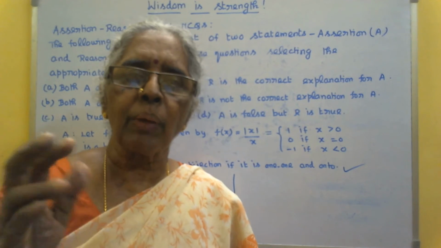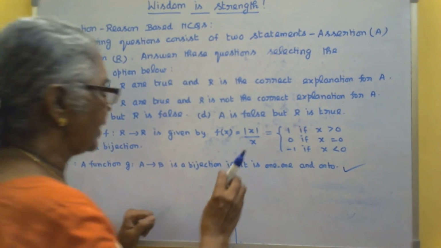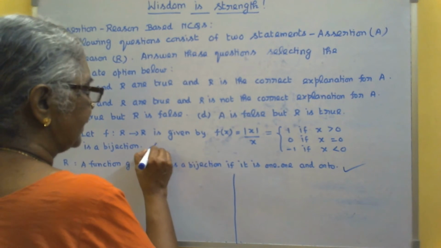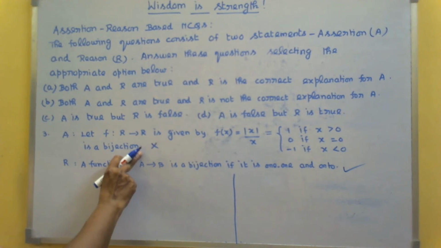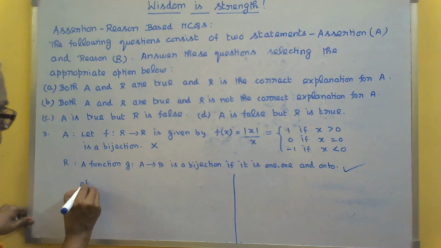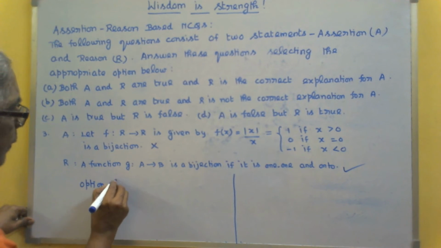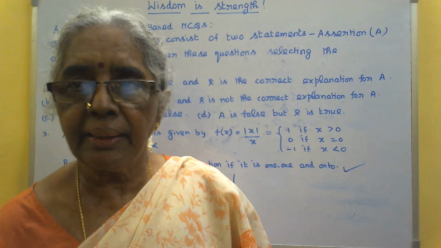When it is not one-one, it is not going to be a bijection. That's all. That means our assertion that it is a bijection is false. So, the A is false and your R is true. So, it is option D. So, for this sum, option D is the correct choice for you. Do you understand this one?